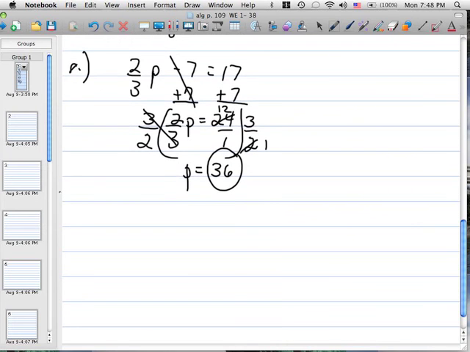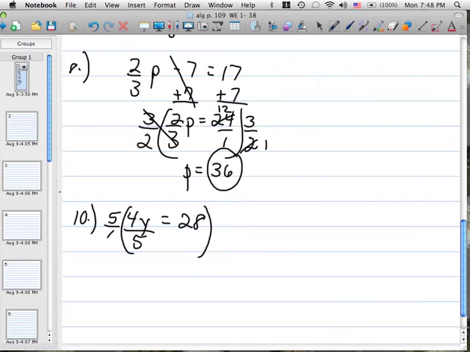Problem number 10. We have 4y over 5 equals 28. We can use the reciprocal for this. Multiply both sides by 5/4. The reciprocals cancel out, leaving y, and 4 goes into 4 once, into 28 7, and 7 times 5 is 35.